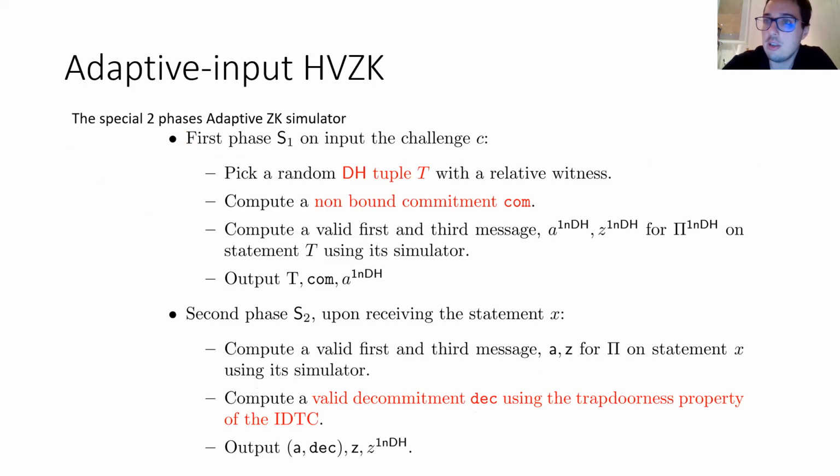Then in the second phase, we have the statement X, and we can compute a valid first and third message, A and Z. Then, exploiting the trapdoorness property of the IDTC, we can compute a valid commitment for the message A we have just computed, and the commitment we have exposed before. It's important to note that the security is only computational since it relies on the DDH assumption.